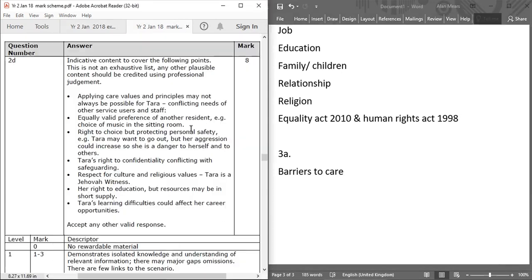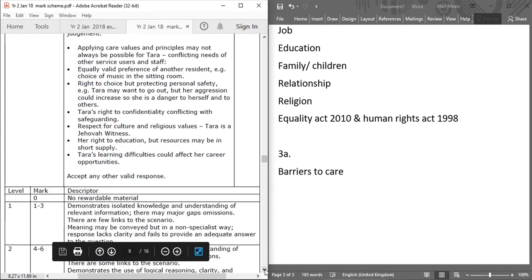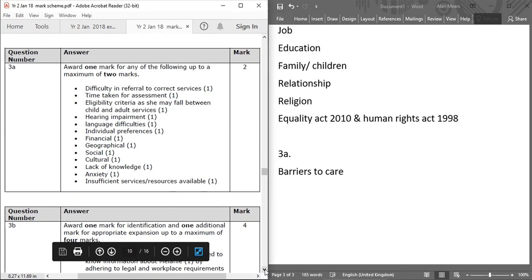And let's have a quick look at the marking to see if that is the case. Referral times, time taken, eligibility, hearing impairment, language preferences, financial, geographical, social, cultural, lack of awareness, anxiety, and lack of resources. So religion isn't there, but cultural is, so hopefully that's slightly adjacent to it, but again, would be credited.